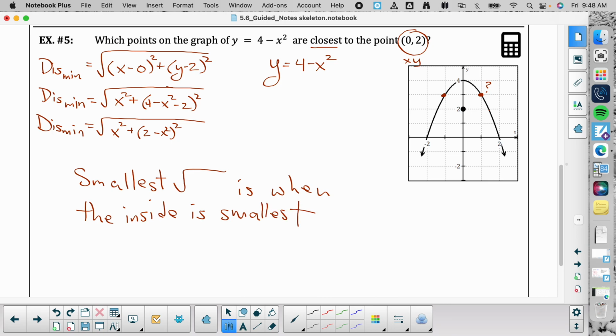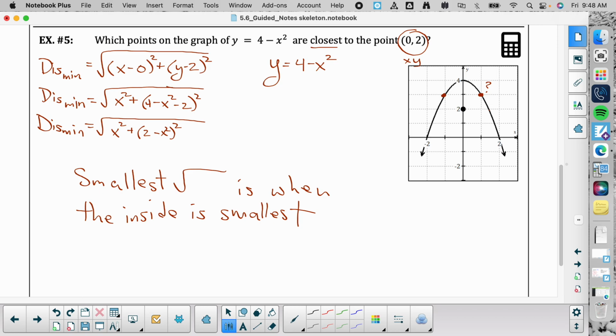So this is kind of the idea we're going from. Our whole goal is to minimize the distance, which is the square root. And the only way your square root is going to be the smallest answer is if the information on the inside of the square root is the smallest. So we're going to ignore the square root for the rest of the problem, because that square root will make our derivative way harder than it needs to be. And our goal is to find the smallest distance answer.